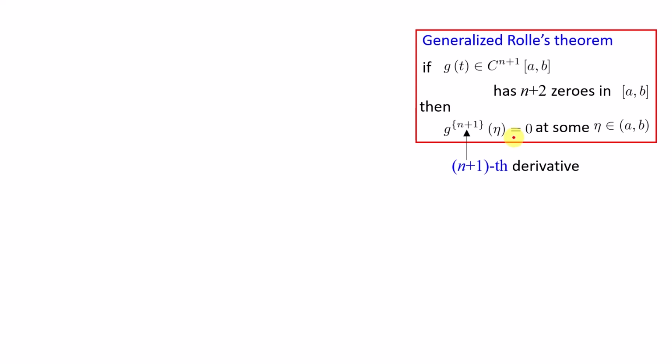This is what we call the generalized Rolle's theorem. You may be familiar with Rolle's theorem, which is the case where n equals 0, but this is the generalized version, so it takes higher order derivatives. Okay, let us now use this theorem.